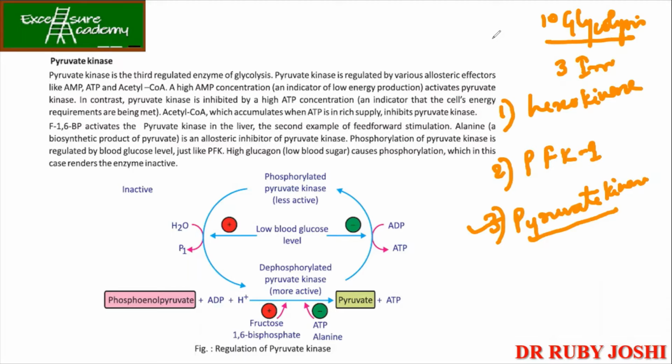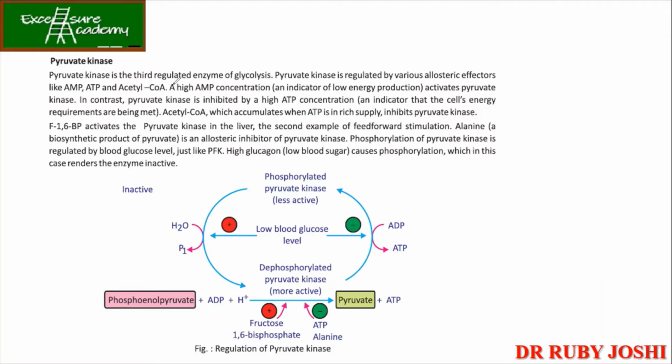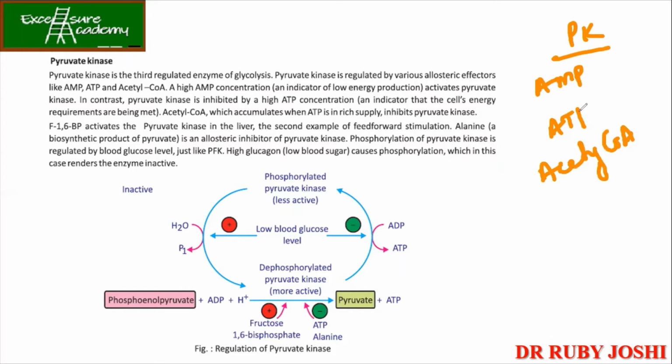So pyruvate kinase is the third regulated enzyme of glycolysis. It is regulated by various allosteric effectors like AMP, ATP, and acetyl CoA. So for PK, we have AMP, ATP, and acetyl CoA. Jani, tell me what will happen to PK, whether it will increase or decrease, if I have more AMP in my cytoplasm.